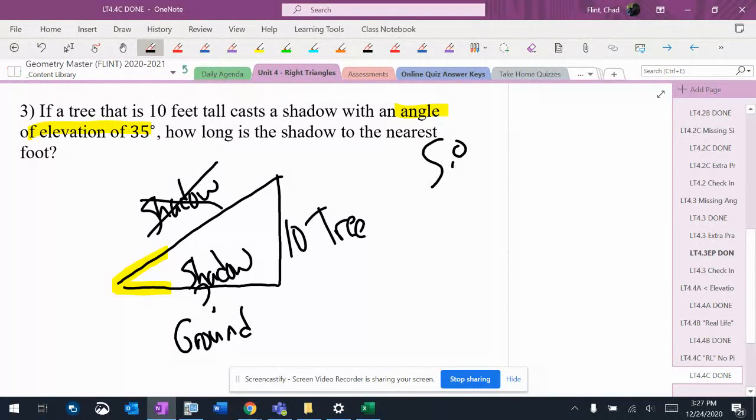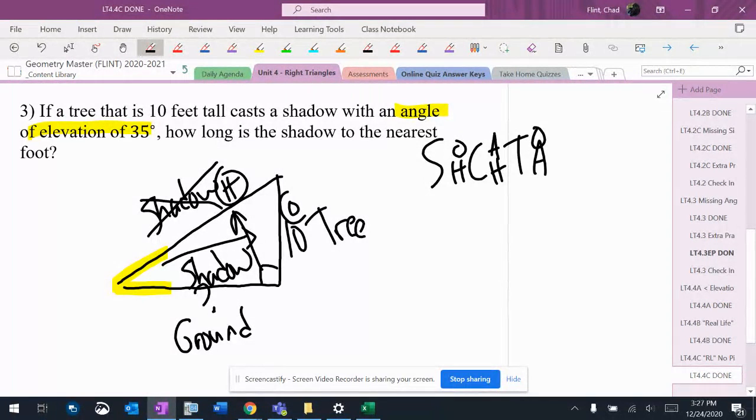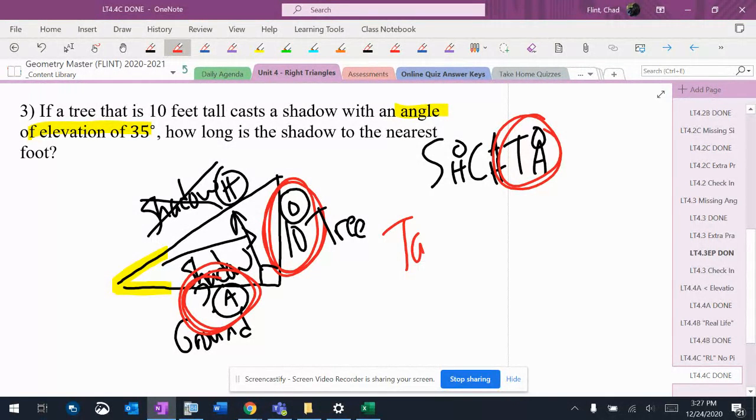Okay, again, got an angle, so it's SOHCAHTOA. What sides am I using? Right angle would be there. We're assuming the tree is growing straight up and down. Hypotenuse is over there. Opposite's over there. Adjacent's over there. What sides am I going to use? I know the opposite. I want to know the adjacent. So it's going to be a tangent problem.